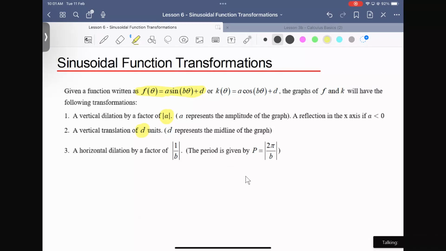And then we have our horizontal dilation, which is the absolute value of 1 over B. We really don't want to be getting into negative values for this. That just seems a bit pointlessly difficult, but you can get them. It will work, and it'll just reflect it. Because it's periodic, there's no real good reason to reflect it. You just shift it across a bit. And the period is going to be the absolute value of 2 pi over B. But like I said, there's no good reason to have a negative B value.